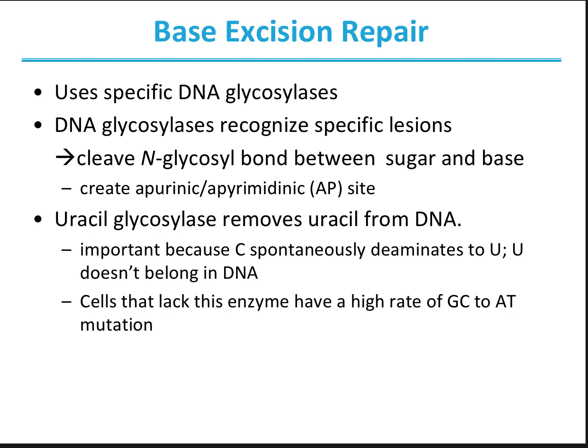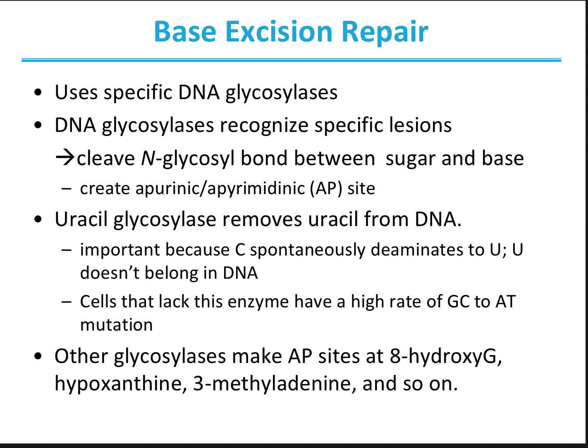Uracil glycosylase removes uracil from DNA. This is important because C spontaneously deaminates to U, and we all know that U doesn't belong in DNA. If we look at cells that lack this enzyme, they have a very high rate of GC to AT mutation. There are other glycosylases that make AP sites at different lesions. So there's 8-hydroxy-G, hypoxanthine, 3-methyladenine, and so forth. So each enzyme is responsible for recognizing a different defect.